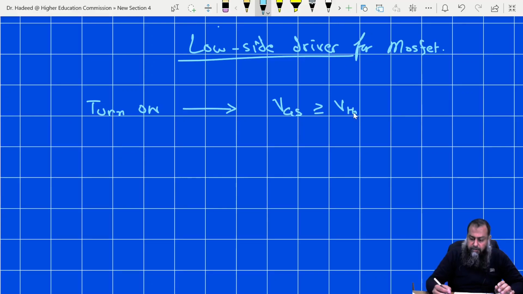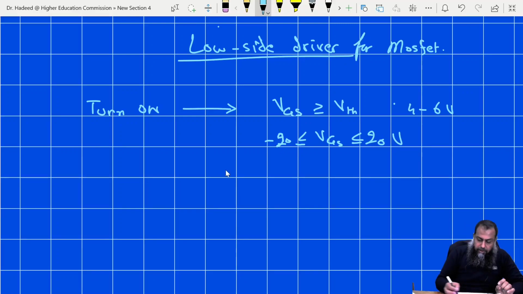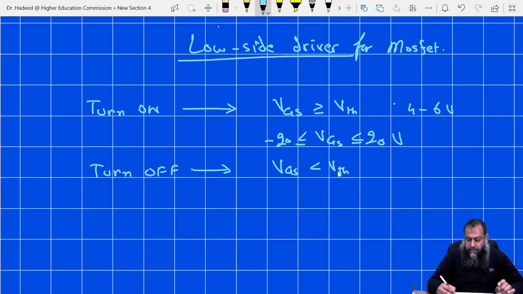is usually 4 to 6 volt, and the maximum range of this VGS is confined between minus 20 to 20 volt. So for turning this off, the condition is very simple, that we have to bring this VGS less than the threshold value, and this threshold value is the bare minimum at which the transistor just turns on.